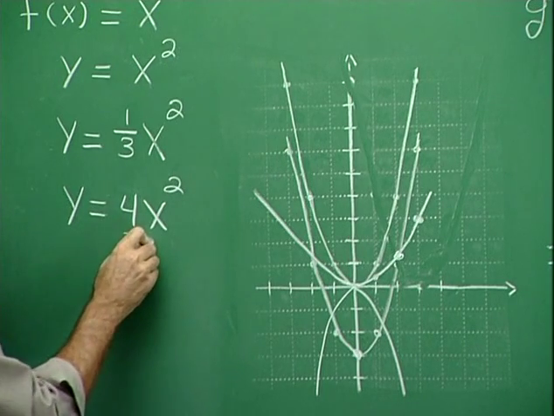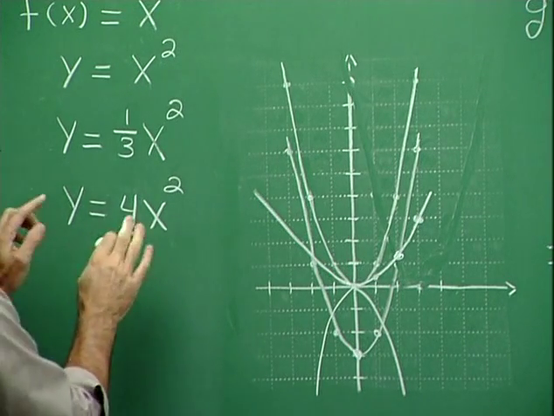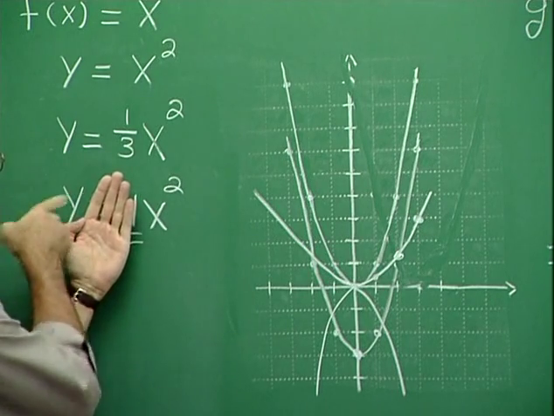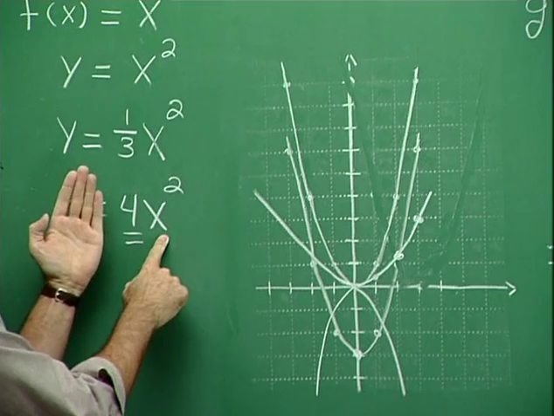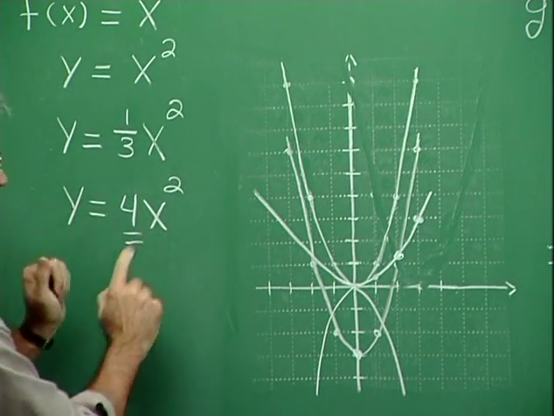Well, a coefficient like 4 will make all of the y values associated with y equals x squared 4 times as high. You see? Just the vertical distances are 4 times as high.